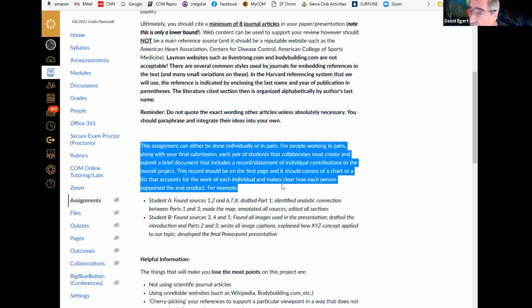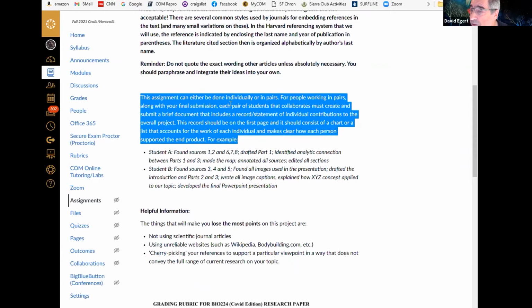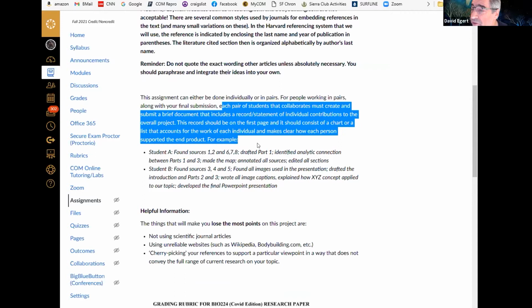It can be done individually or in pairs, as I mentioned. If you're working in pairs with your final submission, each pair of students that collaborates must create and submit a brief document that includes a record or statement of individual contributions to the overall project. So I want to make sure that both people were working, that it is a joint project and isn't just somebody that rode somebody else's coattails.